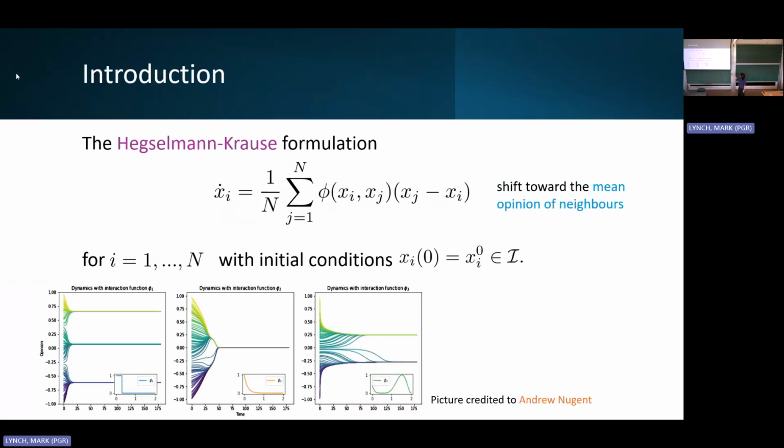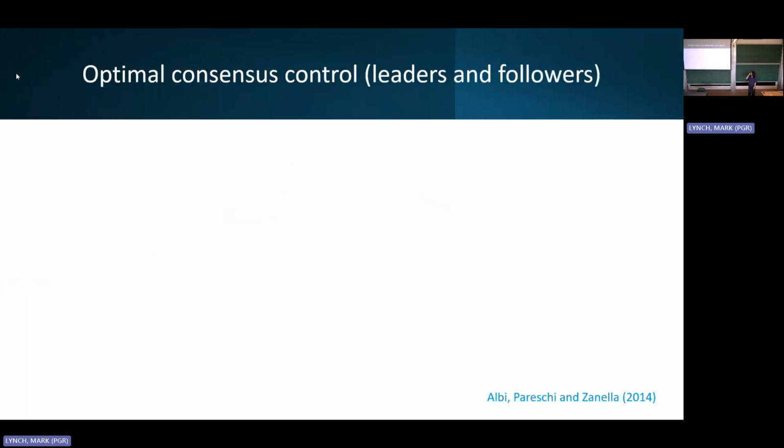So here are a few pictures showing that with different interaction functions, which is your weighting of how you're shifting your opinion. Usually you can see it's close to 1 for small distances and closer to 0 for large ones. But we're not actually going to take the interaction function to be a function of distance because of differentiability issues. So instead, we're just going to keep it in this general phi of xi xj, which we're going to say is differentiable.